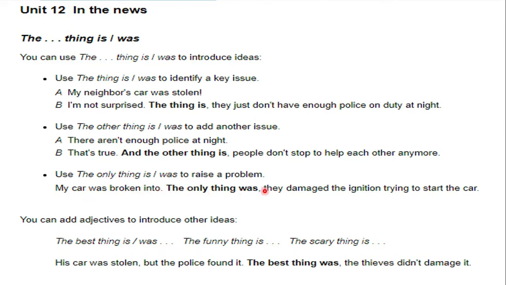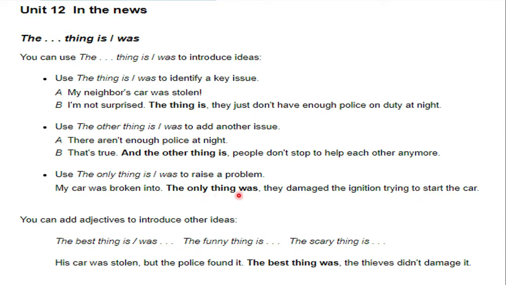The only thing was they damaged the ignition trying to start the car. ¿Ya? Es decir, me robaron el carro. Lo único que pasó fue que dañaron el, ¿cómo se llama? El ignition en español quiere decir el switch donde se meten las llaves para encender el auto. Entonces parece que eso lo dañaron para poder encender el carro y robárselo, ¿ok?